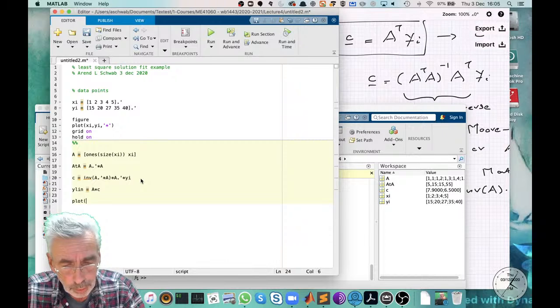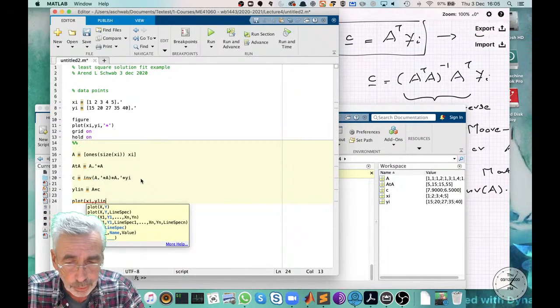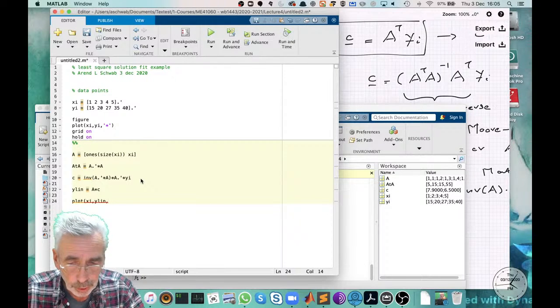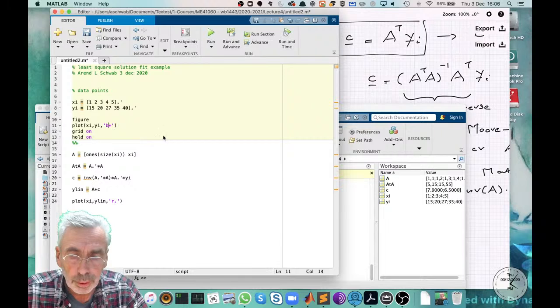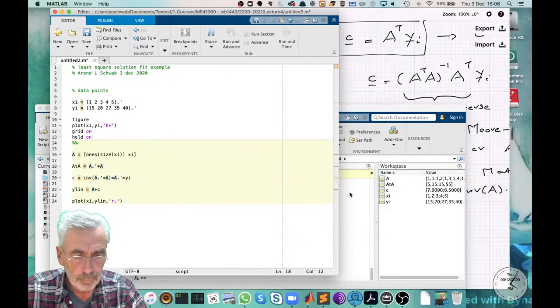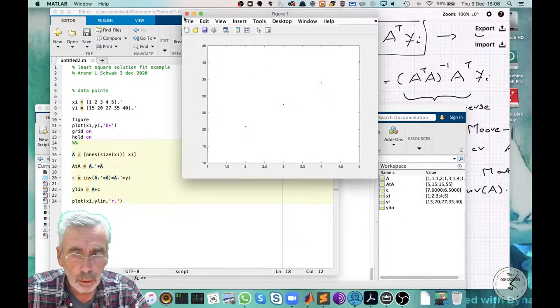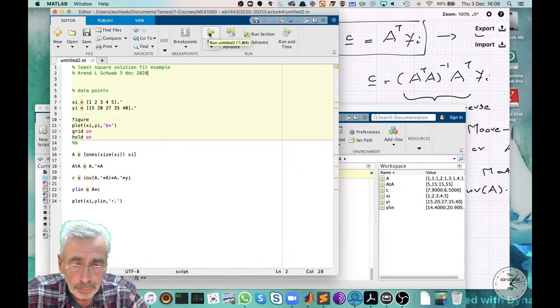Then we can plot that on top of the old figure, so the old values and the y linear values. What are we going to use? We're going to use pluses or dots, maybe dots. This was a blue cross, and this is a red dot. Yeah, so let's go here. Oh yeah, I should run the whole file. I lost my figure.